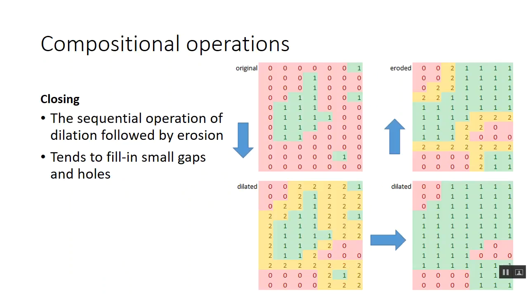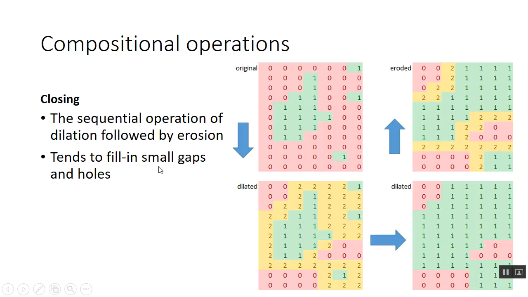Closing is exactly the opposite. This tends to fill in small gaps and holes. So it's the sequential operation of dilation and then followed by erosion. So here we can see our original, we dilated it, and then all this was this way, and then we eroded it. And it ate away a lot of that, but here is, in this green, all the stuff that we kept.